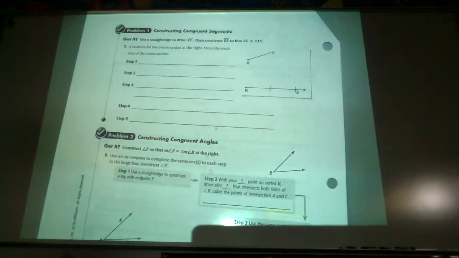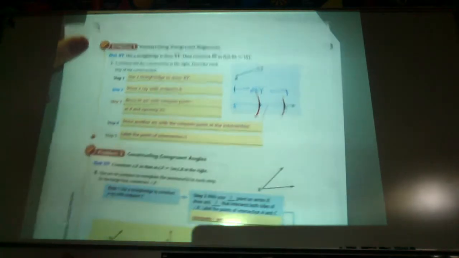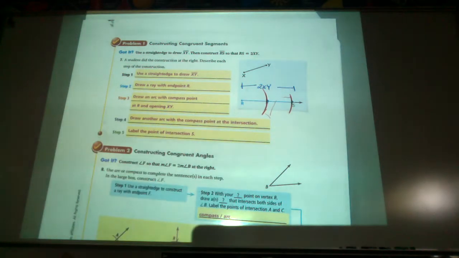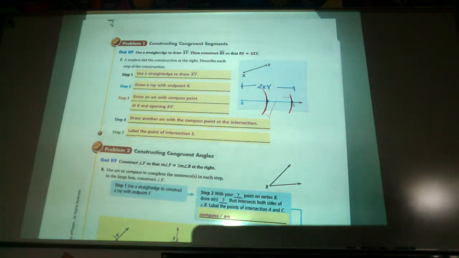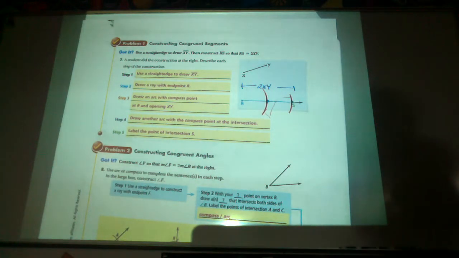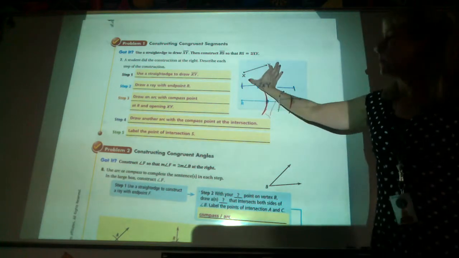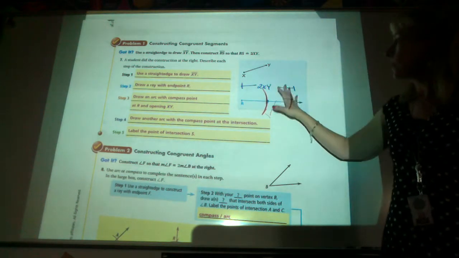So instead of having you guess, I'm going to have you write them down because it makes more sense to have you write them down. And then, oops, picture. Well, I'll come back to that. That is the picture I want up there. And then I'm going to show you how that student came up with these particular steps. So the first step they did, they just drew any segment XY with a straight edge.